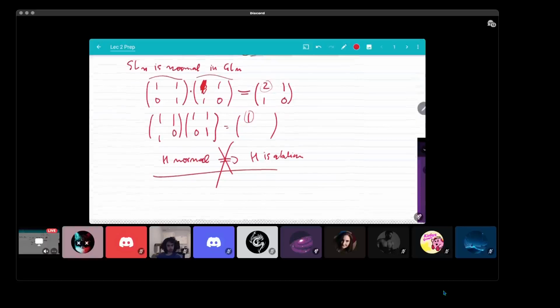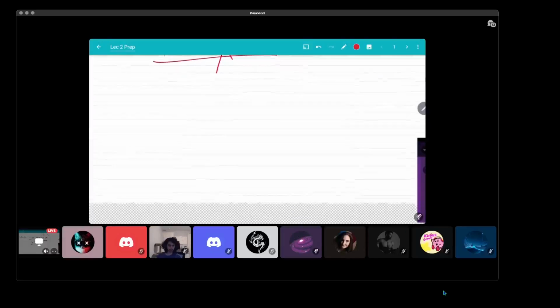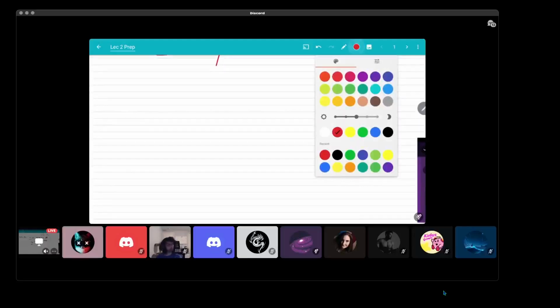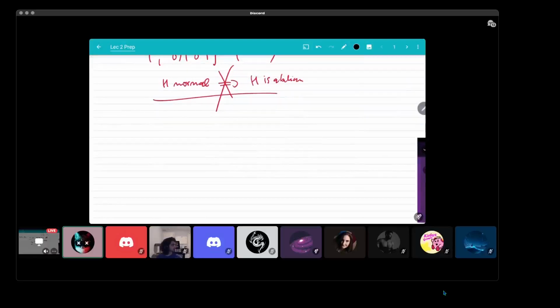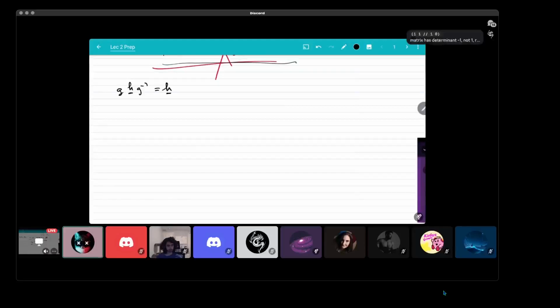Okay. However, there is a normal subgroup in G. So notice that why this does not work is in some way because we do not require G H G minus 1 to be equal to H. We do not require them to be exactly the same. We require it only to be any other element in the original subgroup.